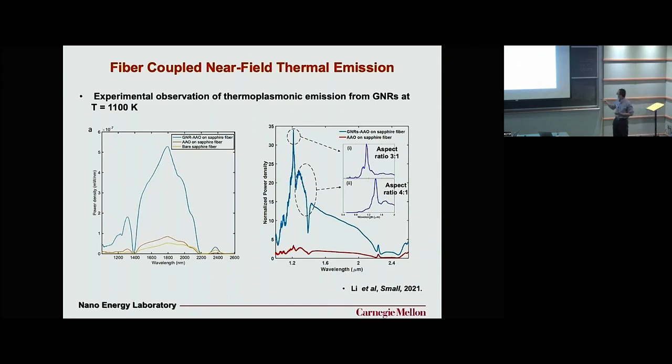This figure is the normalized power density. In order to eliminate any artifacts from the optical fiber, we use these two, the red and blue curves, normalized to this yellow curve. So you can see for the blue curve, we clearly observe several peaks. The first peak corresponds to the localized surface plasmon resonance for nanorods with aspect ratio 3:1. This peak corresponds to a nanorod aspect ratio of 4:1. Okay. So this is also the first experiment where we can demonstrate the thermally excited localized surface plasmon resonance at a temperature around 1100 Kelvin.